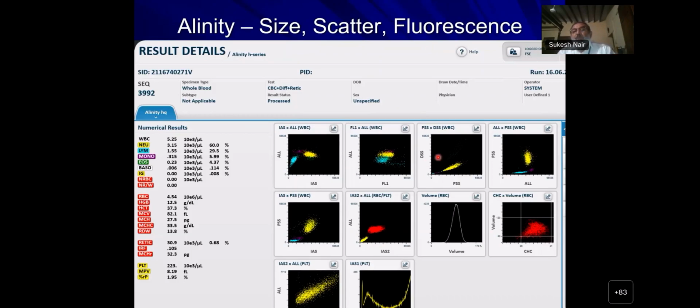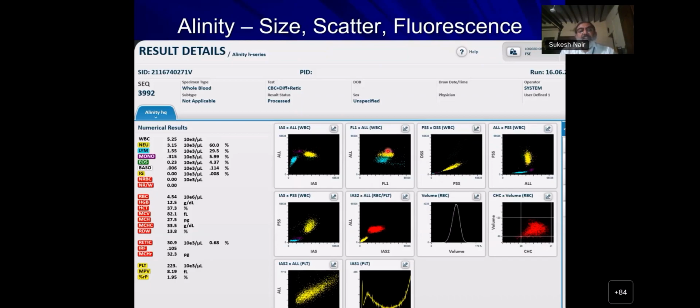Now it uses polarized light to differentiate between neutrophil scatter and eosinophil scatter. Polarized light will be more scattered by the eosinophils, which is the green population here. And here you can see that they use fluorescence, and the fluorescence is not because of an RNA dye, but a DNA dye. This is the fluorescence. You can see that the neutrophils will have more fluorescence than the lymphocytes and the monocytes.